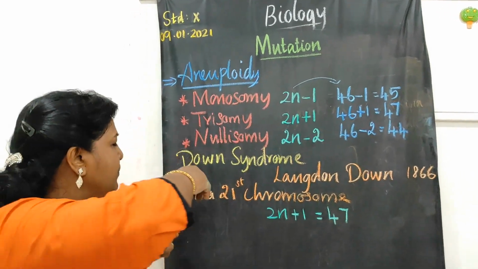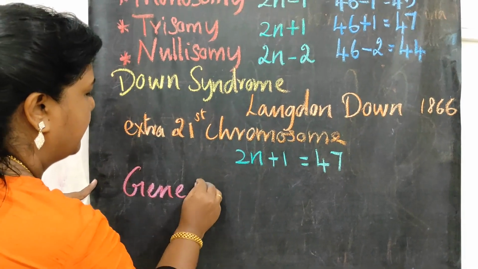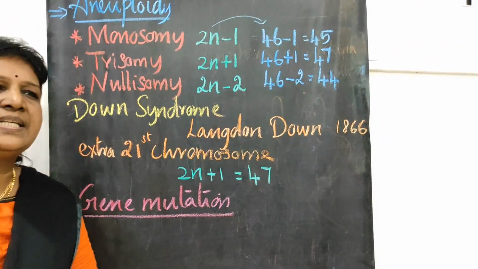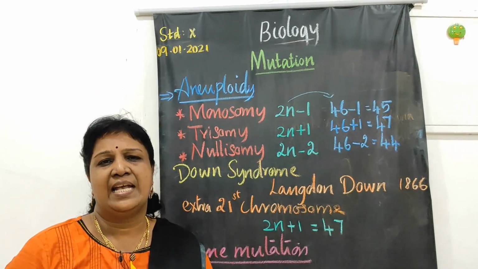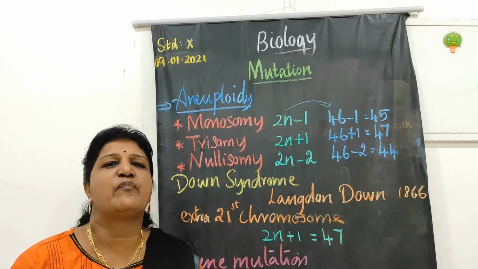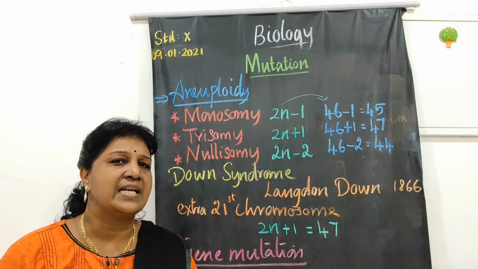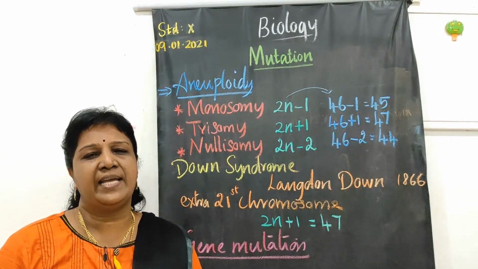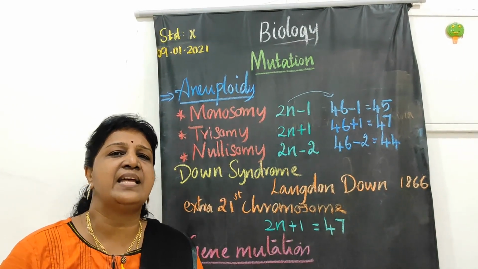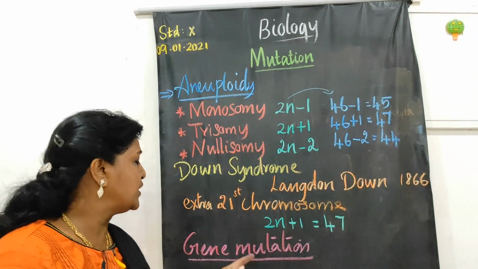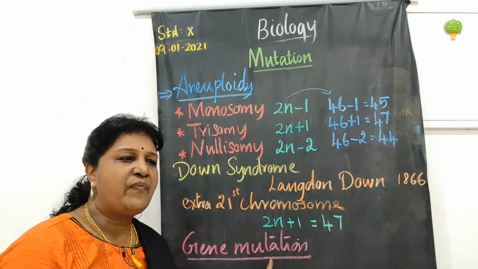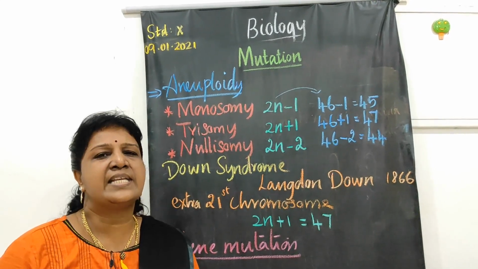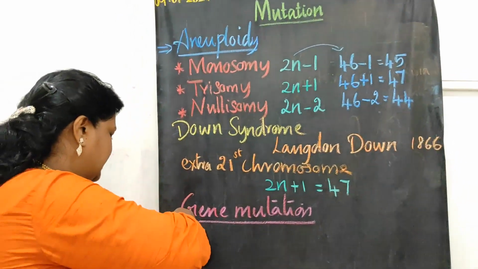Last one is gene mutation. A particular portion of DNA is said to be a gene. And we know that DNA is made up of millions of nucleotides. So what are nucleotides? Sugar, phosphate and nitrogenous base. The nitrogenous bases are purines and pyrimidines. So if there occur changes in the nucleotide sequence of a gene, then it is said to be gene mutation. It involves substitution, deletion, insertion, inversion.